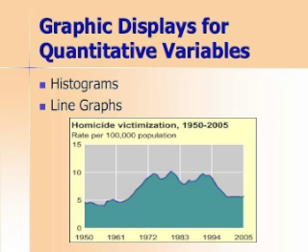A line graph is a visual representation of data points over time. And in this particular line graph, we can see homicide victimization from 1950 to 2005, and it indicates the ebb and flow of homicides over this time period.